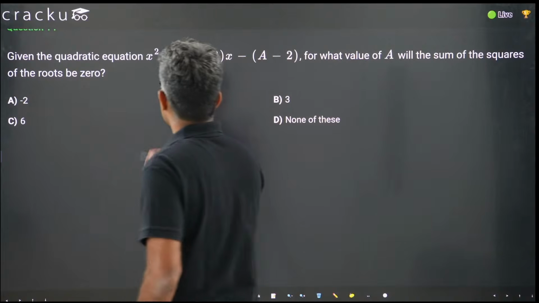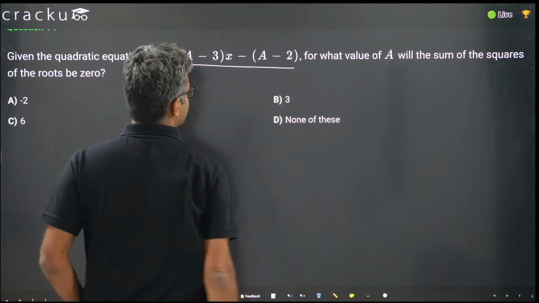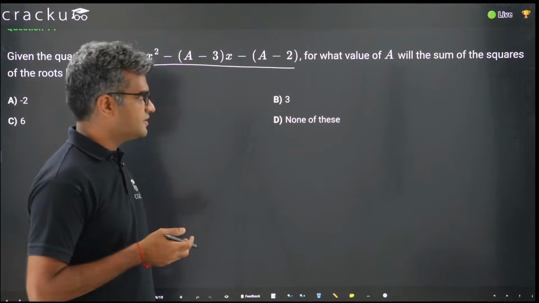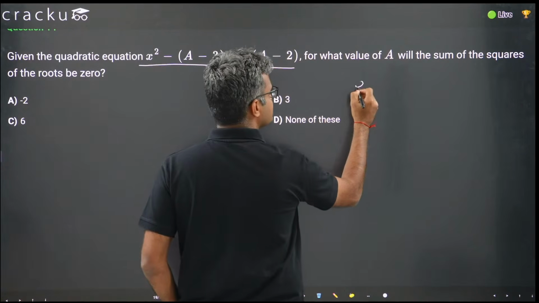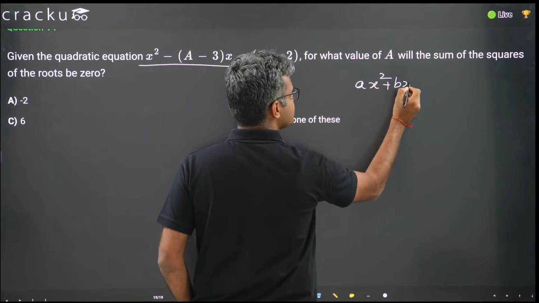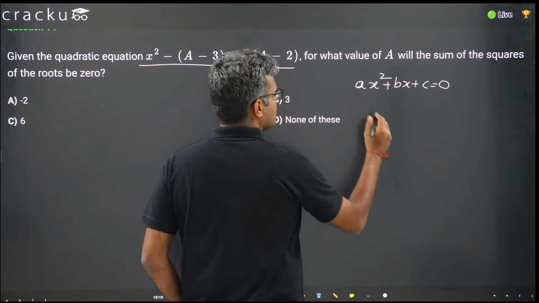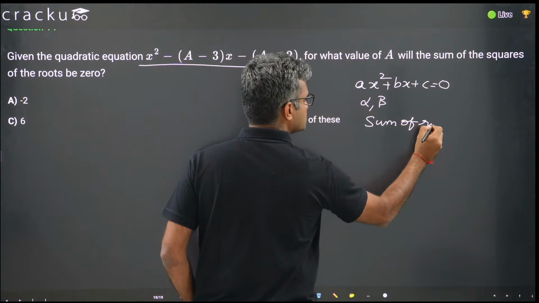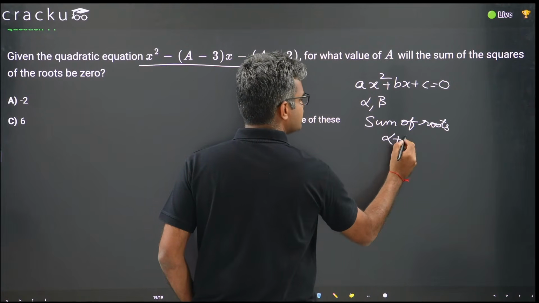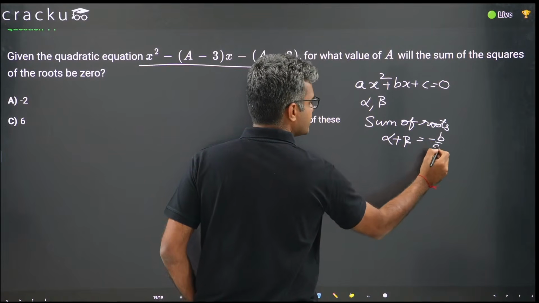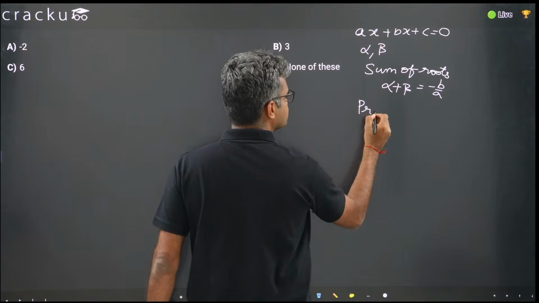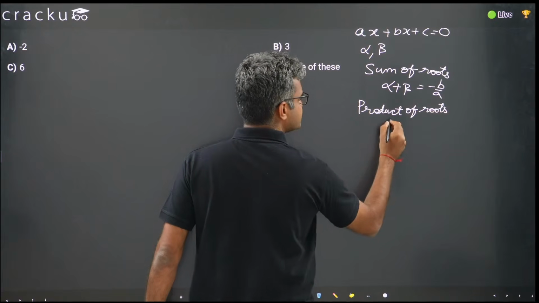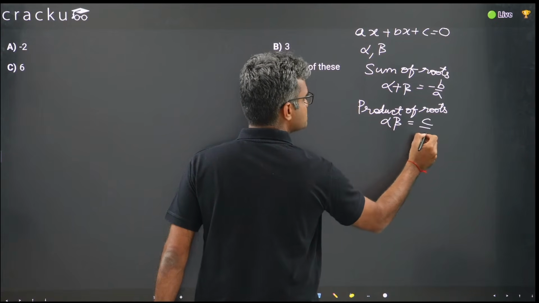Now we are given a quadratic equation which is x square minus (a minus 3)x minus (a minus 2). For what value of a will the sum of the squares of the roots be 0? Now if you assume that the two roots of a given quadratic equation of the form ax square plus bx plus c is equal to 0 are alpha and beta, the sum of roots, alpha plus beta, is equal to minus b by a, and the product of roots, alpha into beta, is equal to c by a.